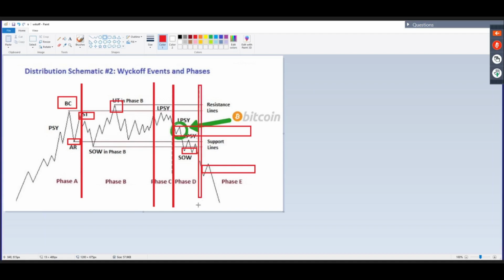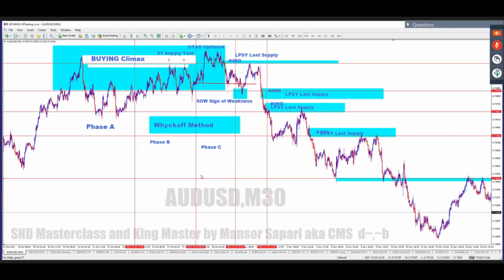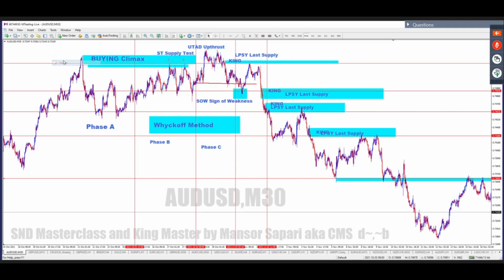This is, as simple as possible, the distribution schematic of the Wyckoff event. But if we go to the real market, we have to be flexible, and we have to identify which one is the buying climax (BC), which one is the supply test, which one is the upthrust, which one is the LPSY, which one is the SOW. But the concept is still the same.